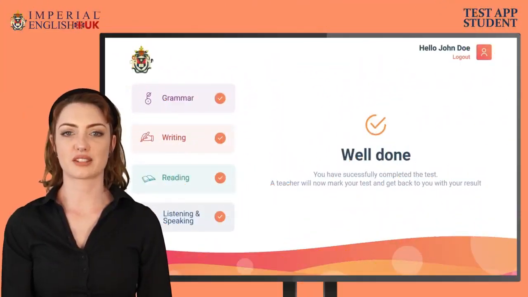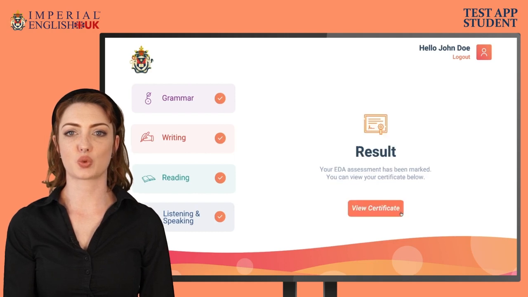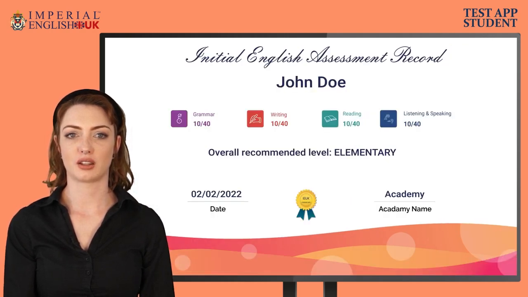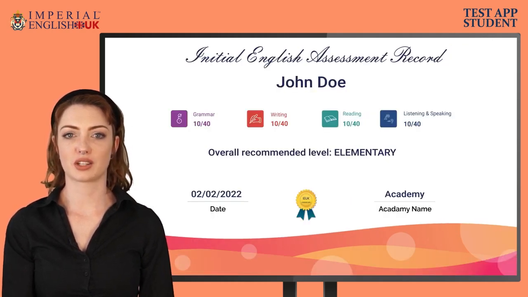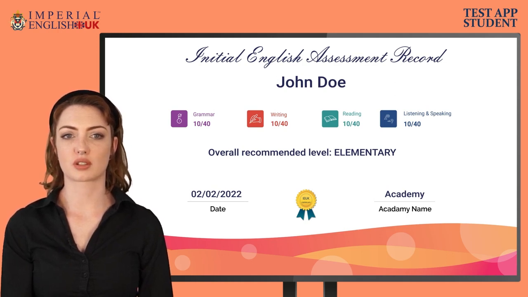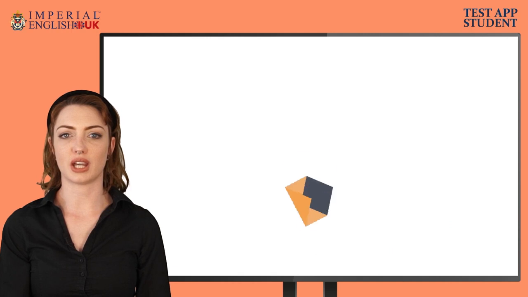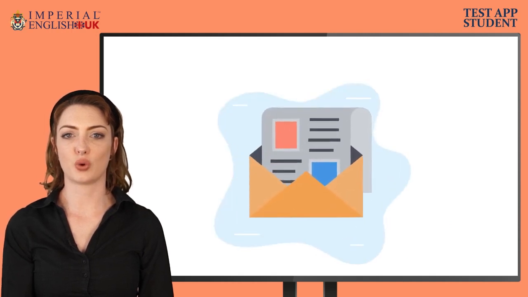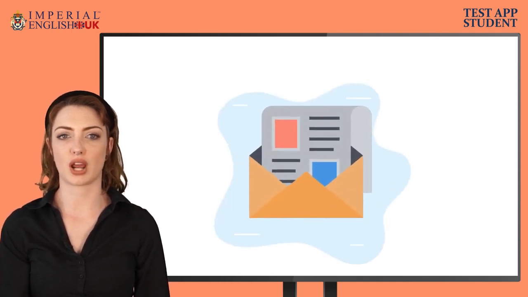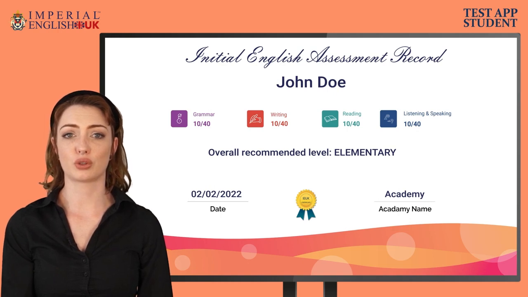When you finish all 4 sections of the assessments, the test will go to a teacher for marking. When the marking is complete, you can log back into the test app and see your results. You will also receive an email with your marks and your English diagnostic assessment record. This record will include feedback from a teacher, which gives a recommended level for you to study at.